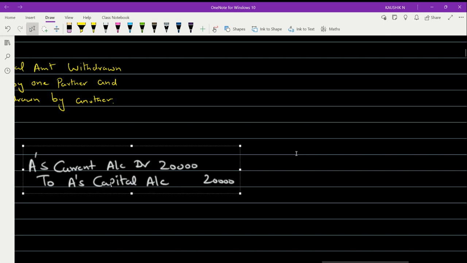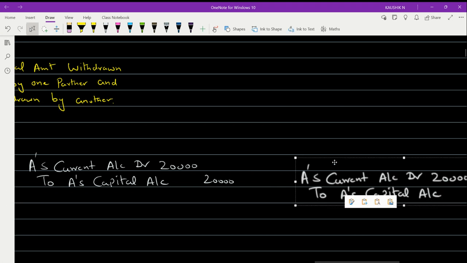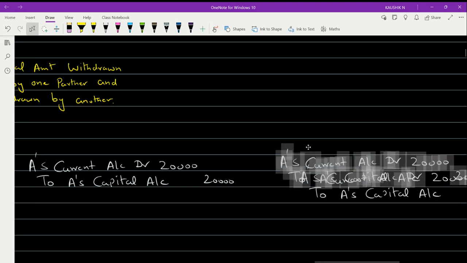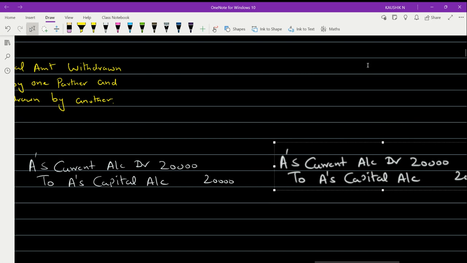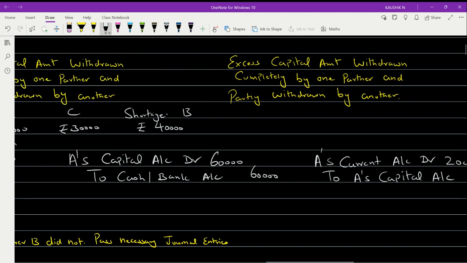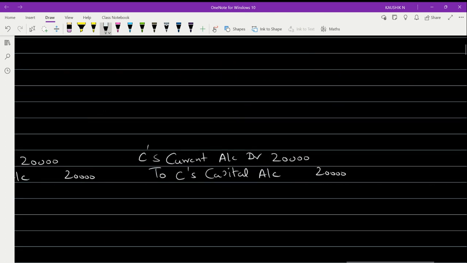Okay, so what will you do with that variation amount? That's what I'm going to record here. Okay, just a minute. In place of C's capital account, you're going to mark it as C's current account. To C's current account, and C over the excess partner's total, we have to say 30. So this will be 30.